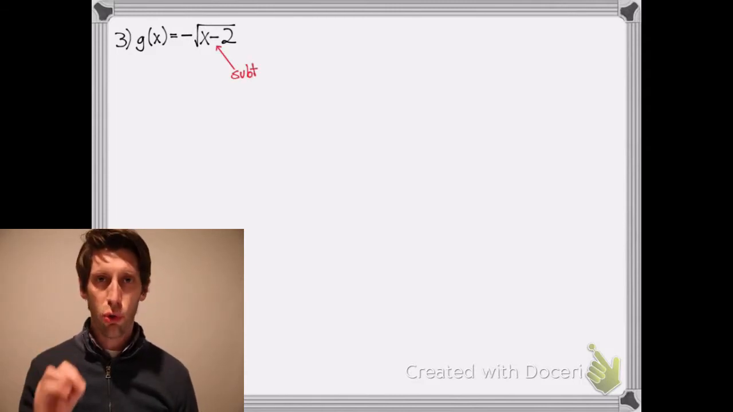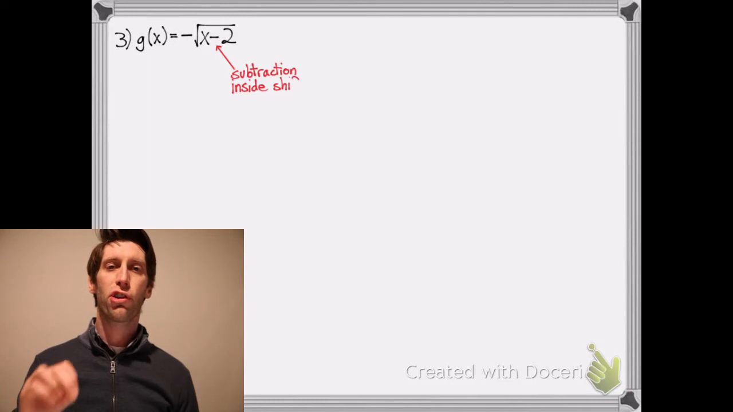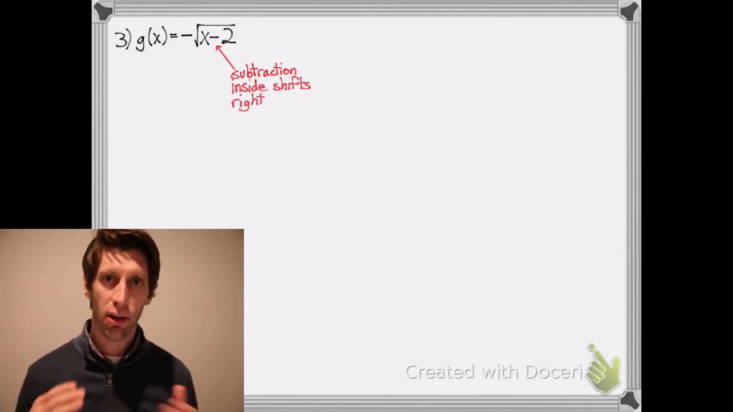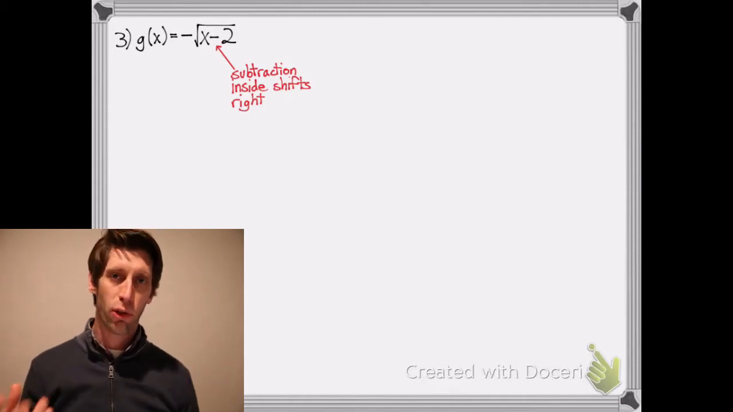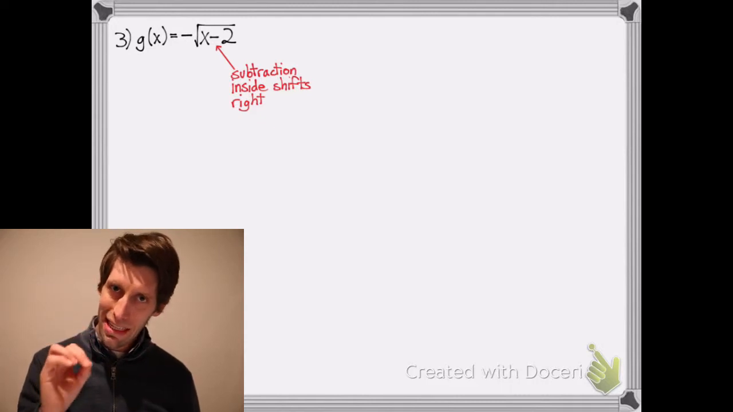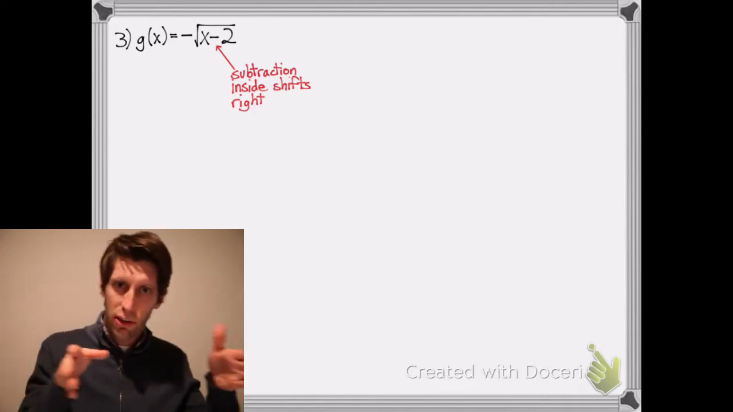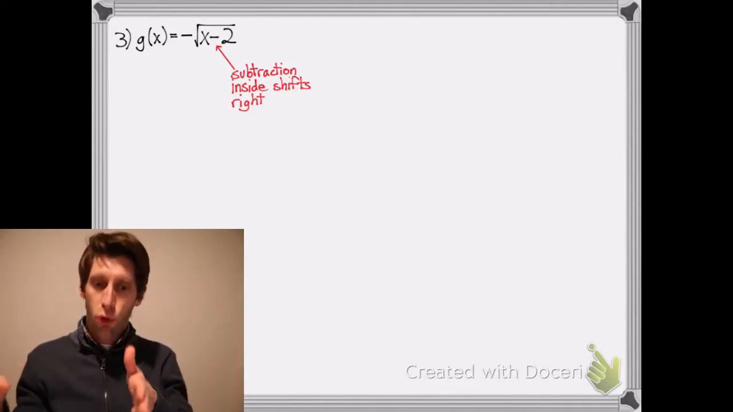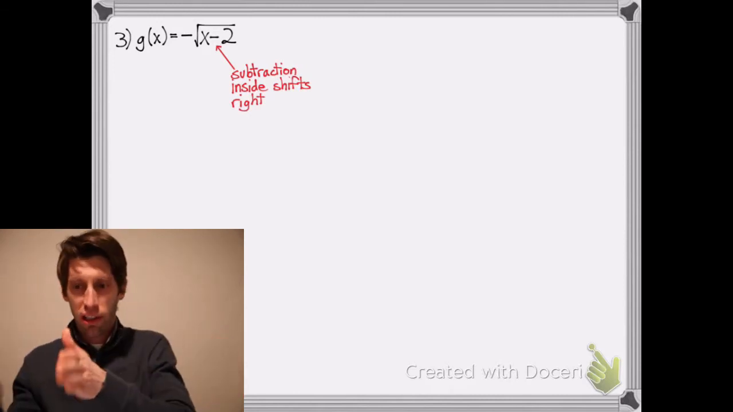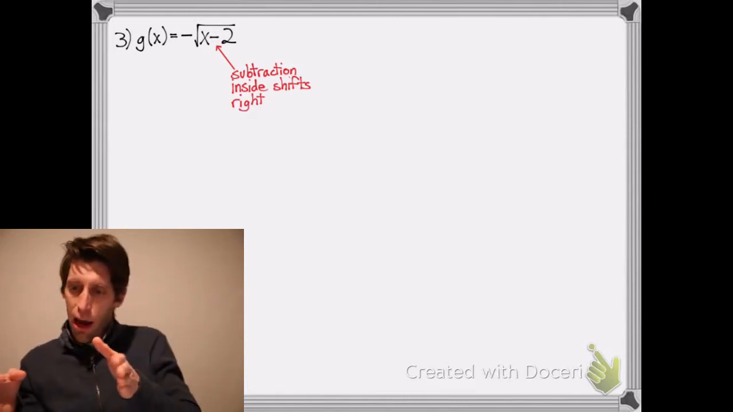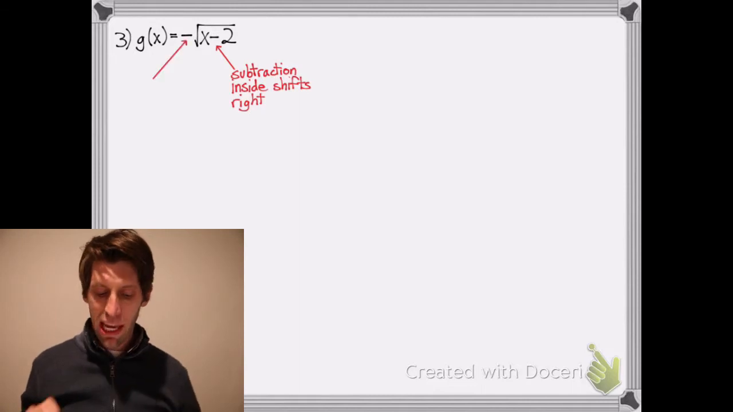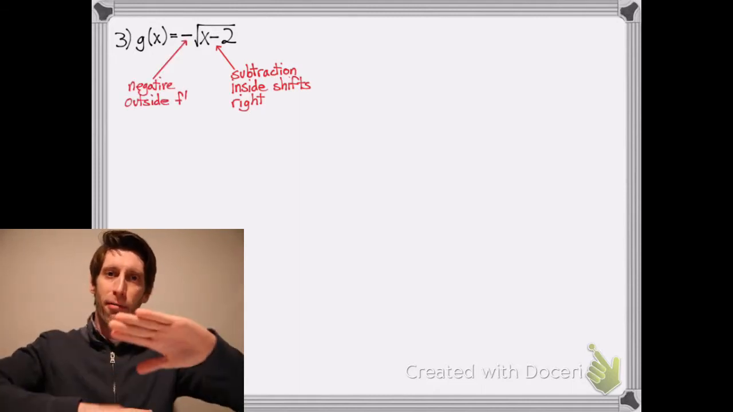So notice that there's 2 things going on here. First of all, there's subtraction that's occurring inside of that main operation. And the main operation here is that square root. That's one of those 7 basic operations that we talked about before. Now that subtraction inside is going to shift things horizontally. And like we said before, subtraction inside of that main operation does the opposite of what you would expect. So we're going to take the original square root of x and shift it to the right by 2 units.